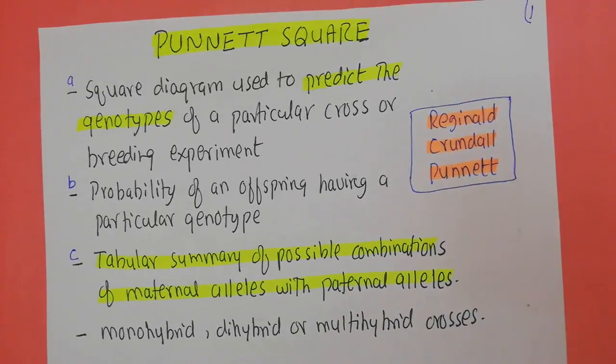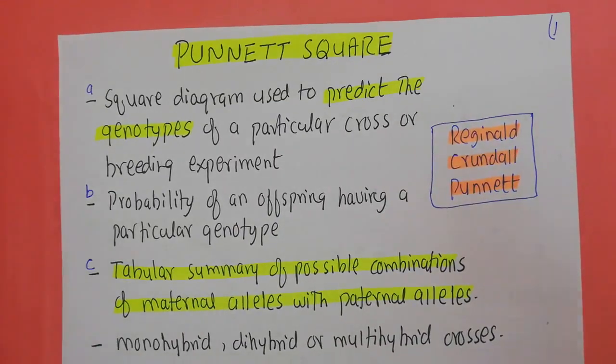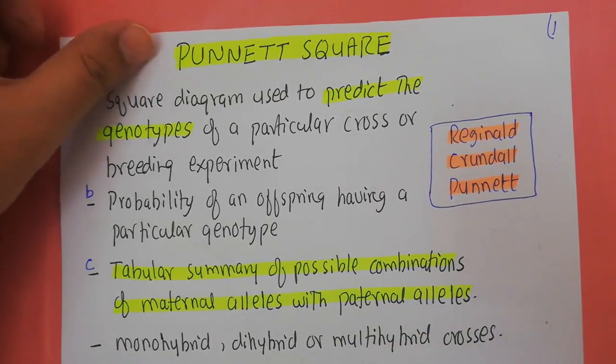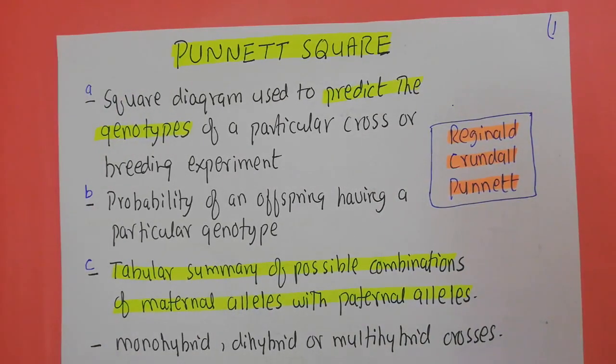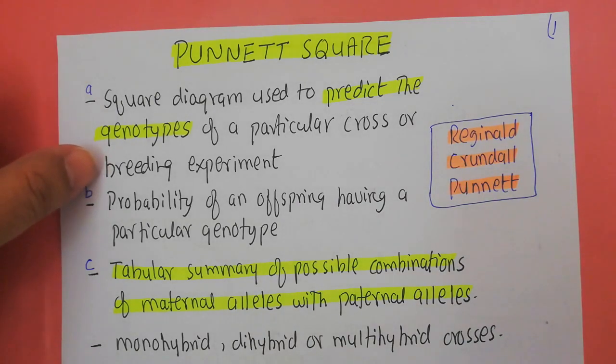Welcome back to this next video, and in this video I'm going to talk about the Punnett Square. Now, what is a Punnett Square? The Punnett Square is a diagram that is used to predict the genotypes of a particular cross or breeding experiment. So this is a square diagram that can predict the genotypes that you can expect from a particular cross or breeding experiment.